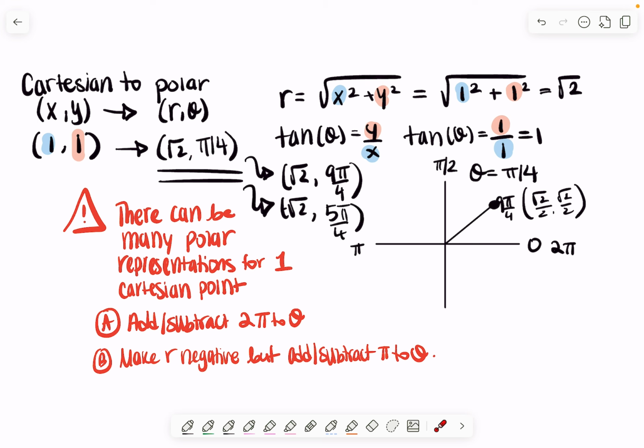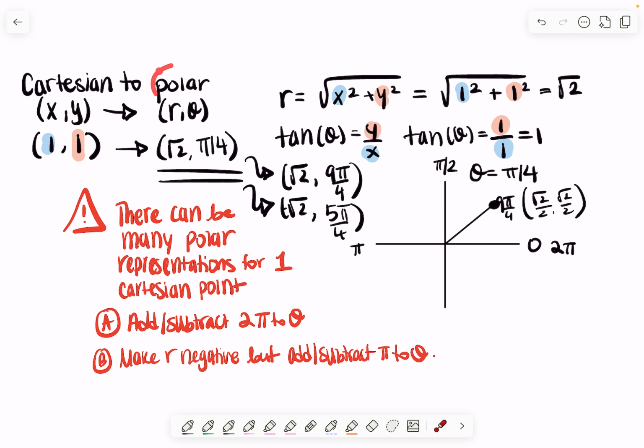We can also do a mix of both. We can make this our negative, and then we would have to add pi to this, or minus pi, but then we could also represent this once we go through the unit circle 2 pi times. So we can also add 2 pi, and then that would give us another coordinate, and so on. So this is another polar representation of this exact same coordinate. So this is one, this is another one, this is another one. So there's many representations for a Cartesian point.